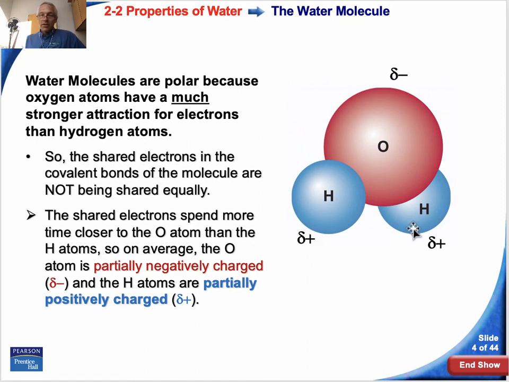The symbols here that you see are ones that chemists and physicists use to describe a partial charge. That is the lowercase Greek letter delta, and it means partial. So partial negative charge on the oxygen side, partial positive charge on the hydrogen side.